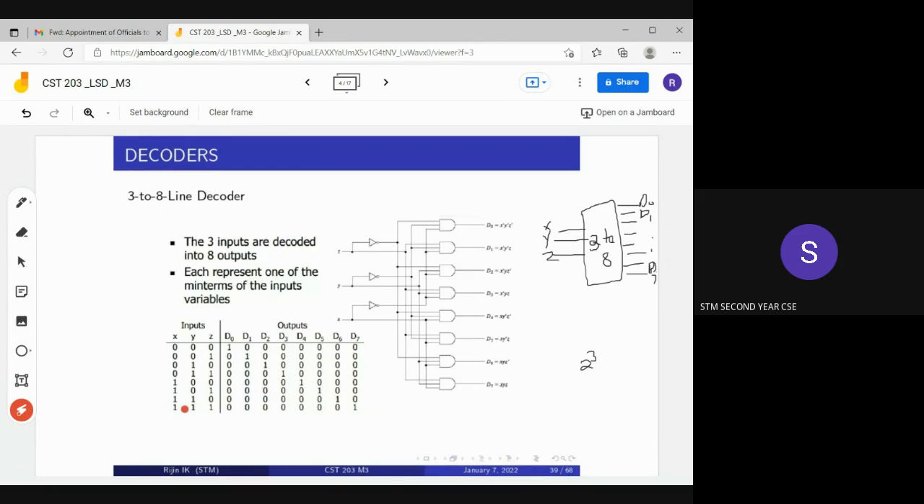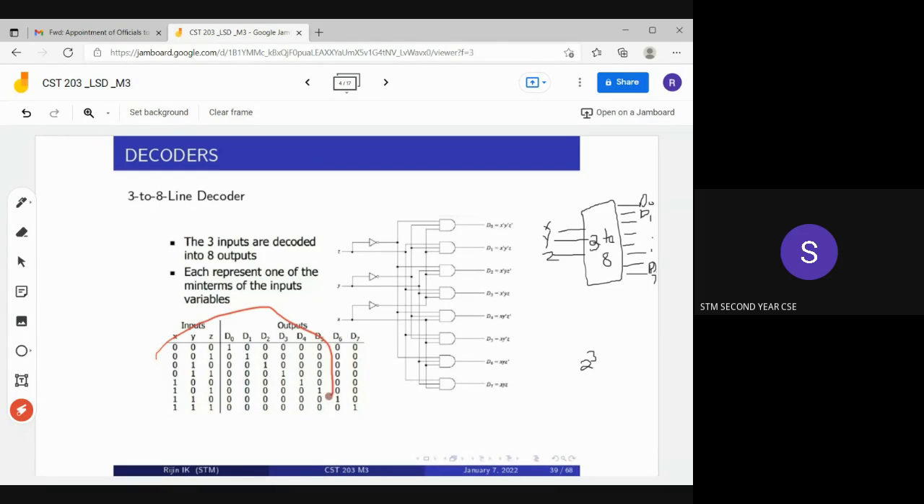Then last, sorry, 1 1 0. So it will select D6. So D6 pin will be active. Remaining are all 0. Then next D7. That means all the inputs are 1, which corresponds to min term value 7. So it selects D7. So D7 pin will be active. Remaining all will be 0. Okay.